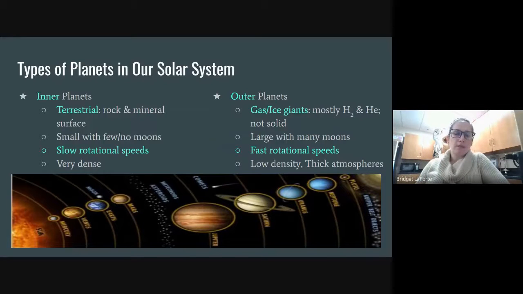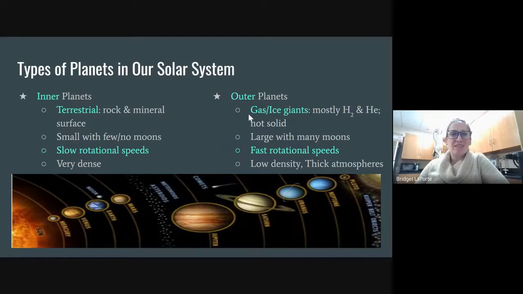So our inner planets, as I mentioned, are terrestrial, and they typically are going to be smaller. They'll have very few or maybe no moons at all, so no satellites revolving around them. They tend to rotate pretty slowly on average, and they tend to be very dense. So that's your Mercury, Venus, Earth, and Mars. All right, those are your terrestrial inner planets.